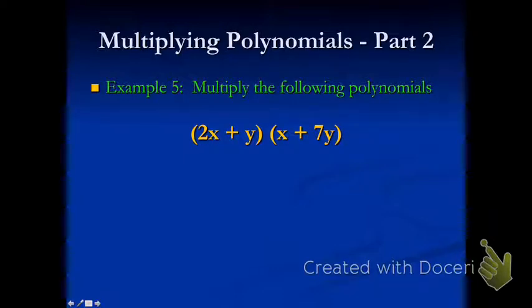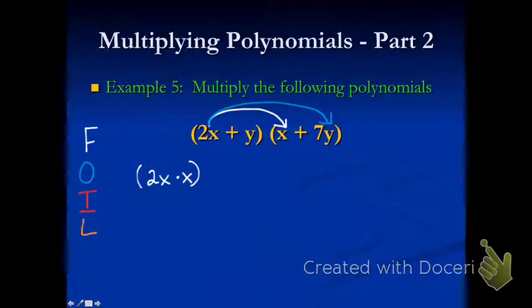In the method that we have been using and we're going to continue to use, we're going to use the FOIL method. So the FOIL method says multiply the first terms, so 2x times x. Then we're going to multiply the outer terms, and that would be 2x times 7y. Then we're going to multiply the inner terms, and that would be y times x. And then we're going to multiply the last terms, and that would be y times 7y.